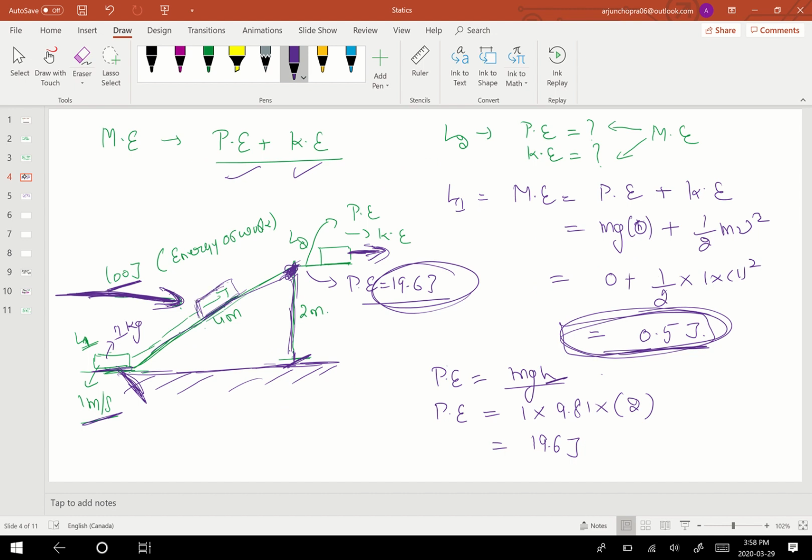Notice that in this question we haven't talked about the energy loss due to friction. We are considering a frictionless surface, so no energy is being lost to friction. If you are asked a question in which there is friction also, we have to subtract that too, but that's a topic for a different class.